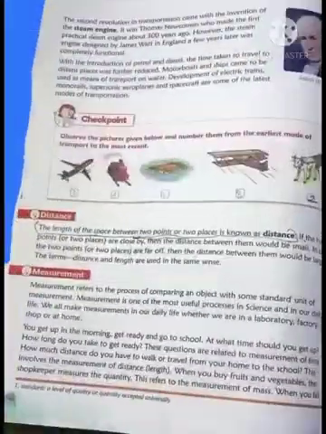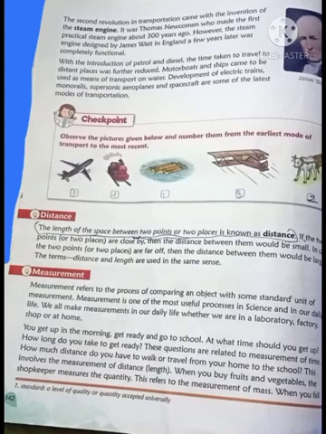Another revolution in transportation came with the invention of the steam engine. It was Thomas Newcomen who made the first practical steam engine about 300 years ago. However, the steam engine designed by James Watt in England a few years later was completely functional.